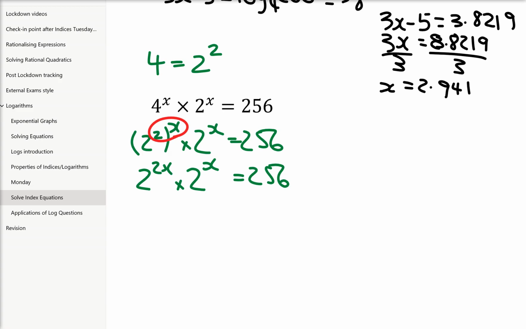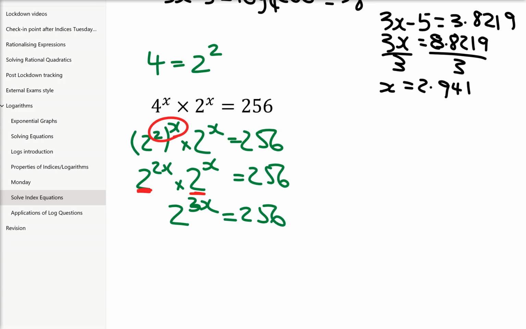And 256 is a 2 to the power of button, so it makes it a bit easier. So that was because I chose it a bit easier. When we've got two numbers that are our bases, what do we do to our indices? You got x squared times x to the power of 3. What do? You add them. What's 2x plus x? 3x. So 2 to the power of 3x equals 256.